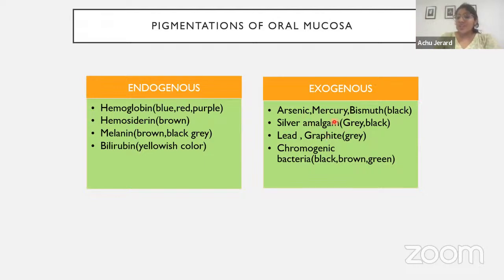And silver amalgam is nothing but mercury. And this mercury, bismuth and arsenic, balm, that gives a black color. How I used to remember was this: bismuth, arsenic, mercury, balm. There was a balm when I was a child, I don't know if it still exists, something called Iodex balm or something. So that was black in color. That's how I remember the balm. It gives black exogenous pigments. So these are the different types of pigmentations that you can see in the oral mucosa.